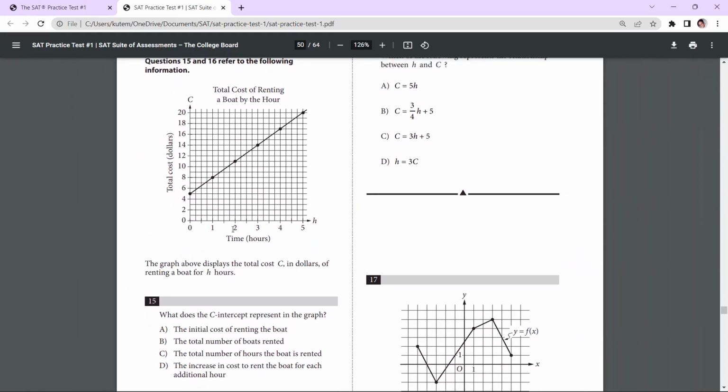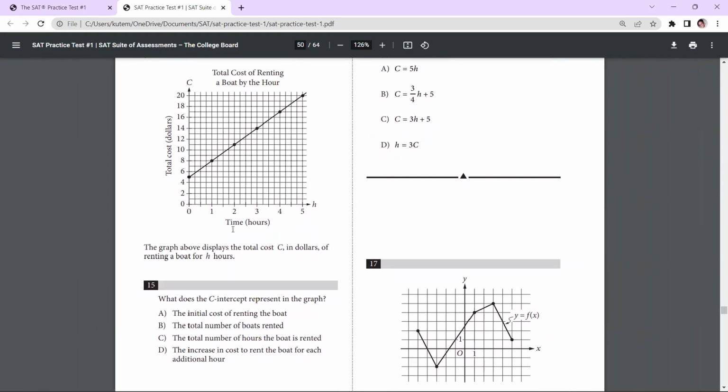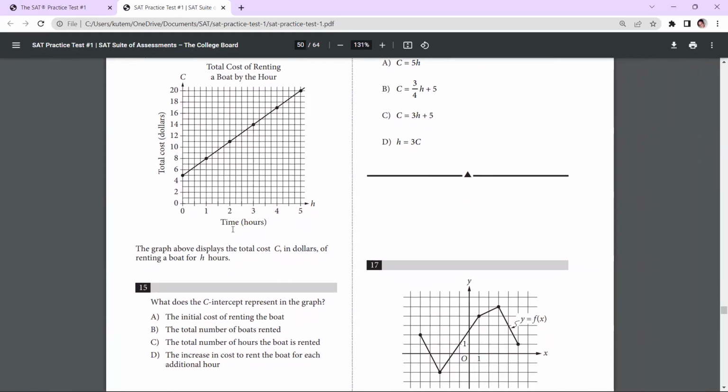So this combines the concept of lines and the equation. It says the graph displays the total cost, C, in dollars of renting a boat for 8 hours. What does the C-intercept represent in the graph? Is it the initial cost of renting the boat, the total number of boats rented, the total number of hours the boat is rented, or the increase in cost to rent the boat for each additional hour?